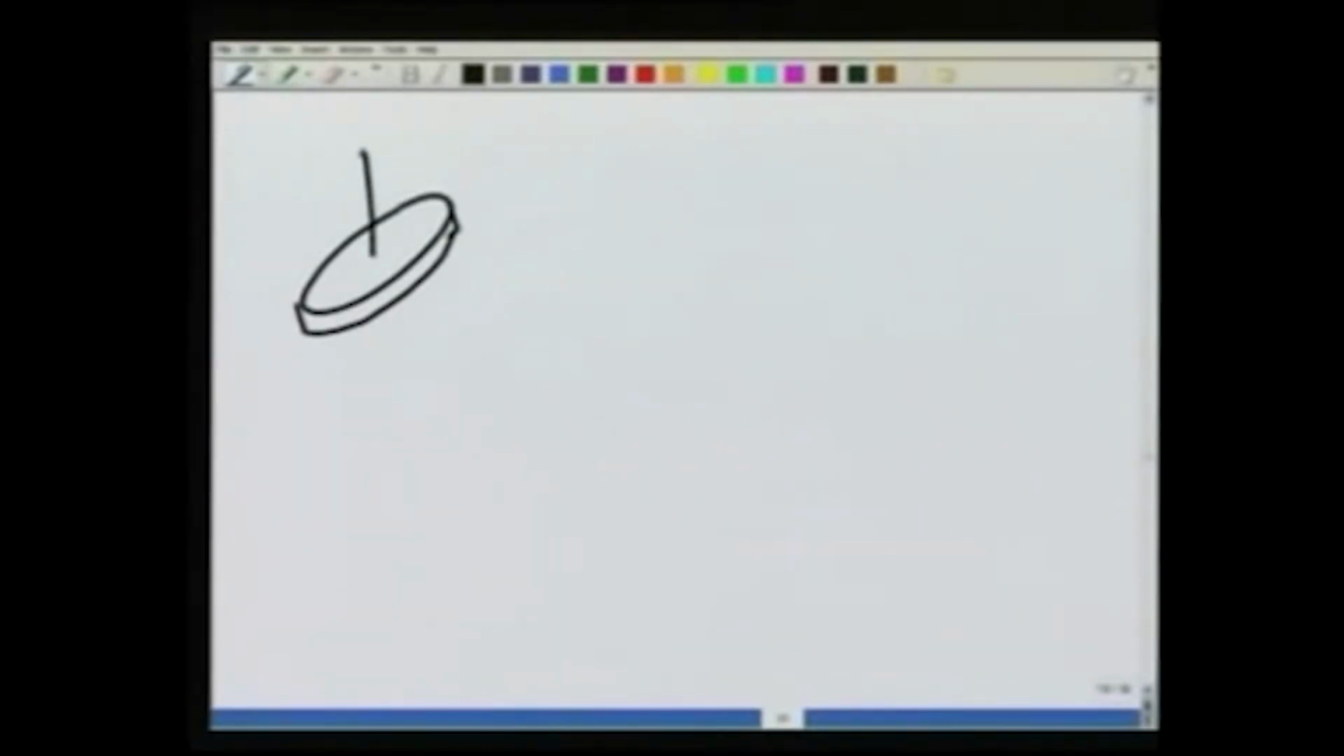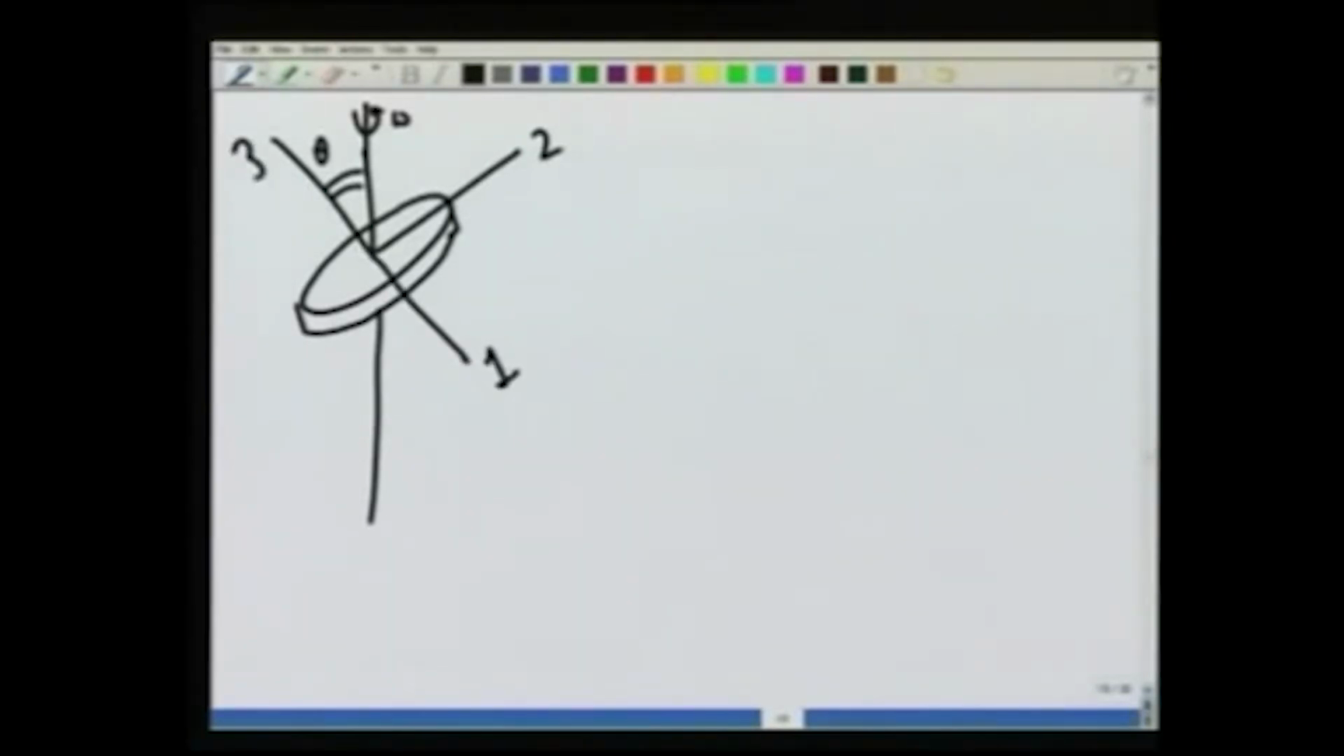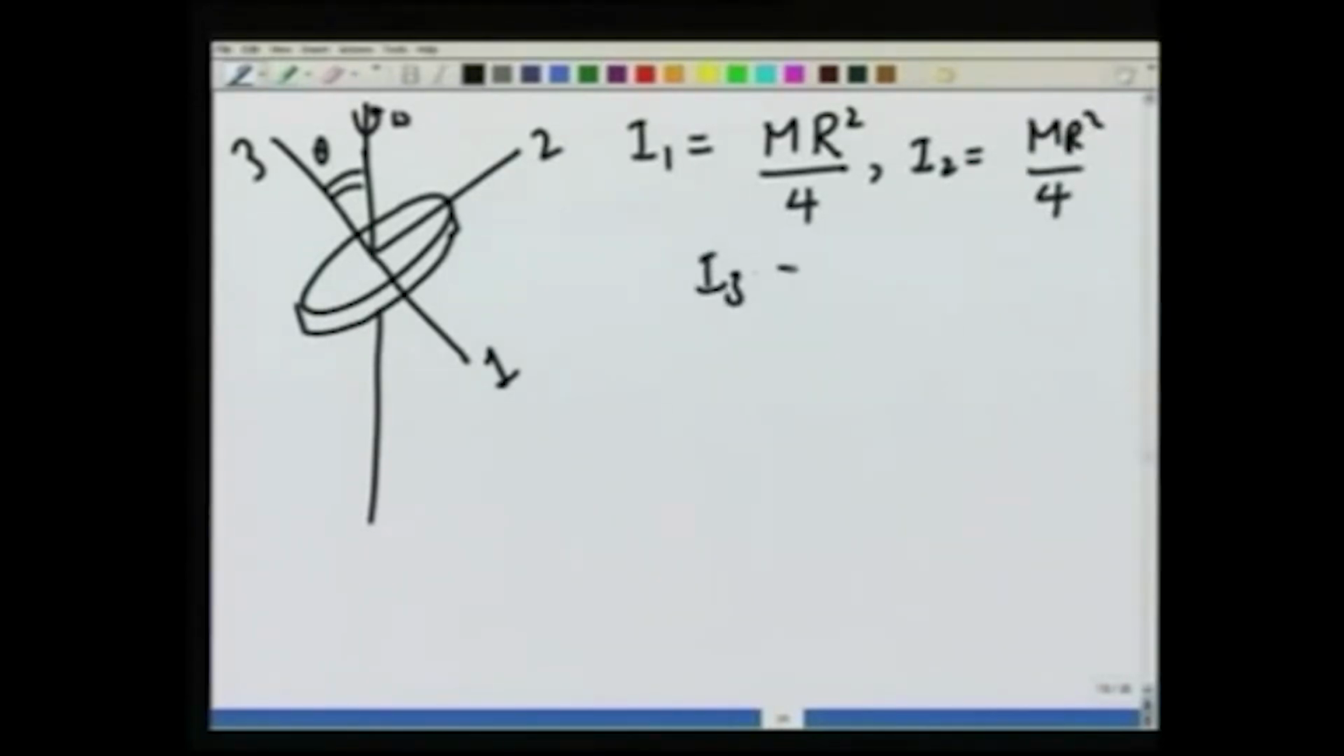This is a disc rotating with this perpendicular at an angle theta with omega. This is axis 2, this is axis 1, and this perpendicular is axis 3. You can see I1, we had calculated it earlier. The moment of inertia about one of the diameters is mr square over 4, if the radius is r. I2 is also going to be mr square over 4, and I3 is going to be mr square over 2.